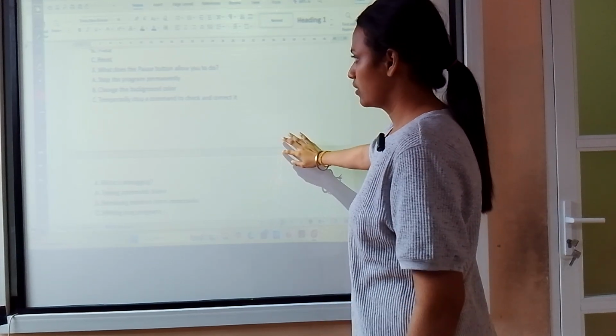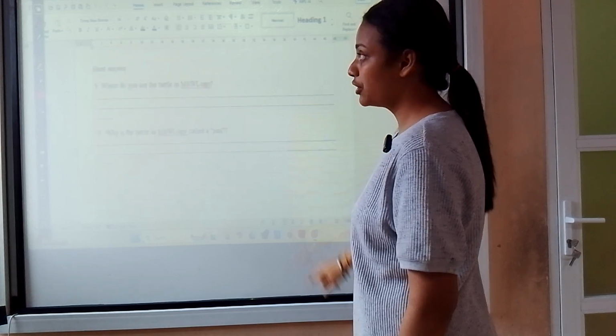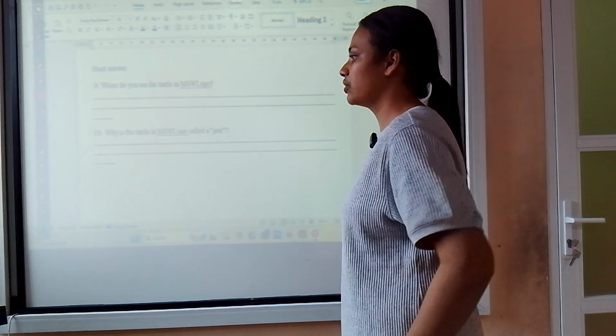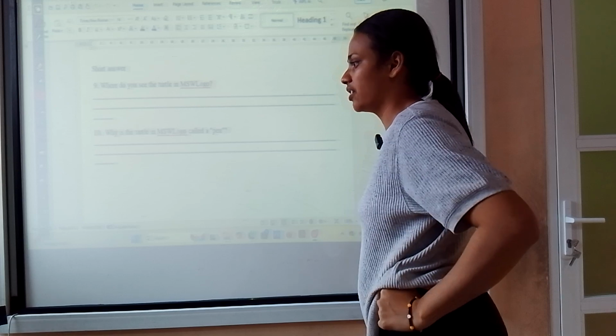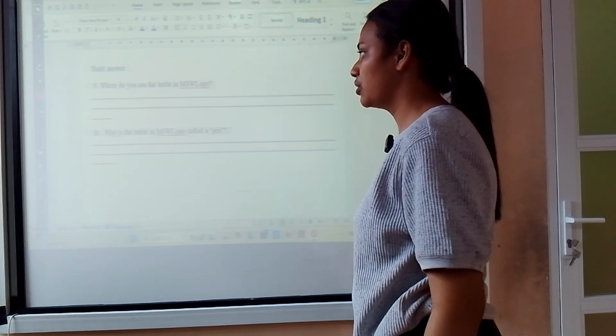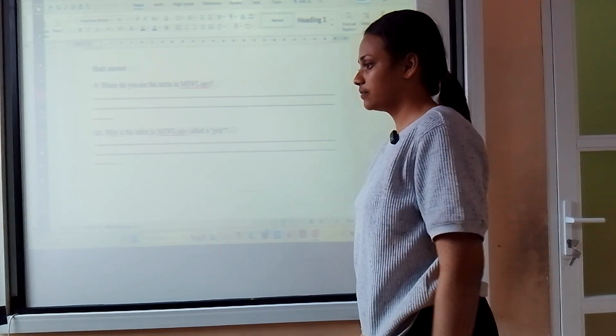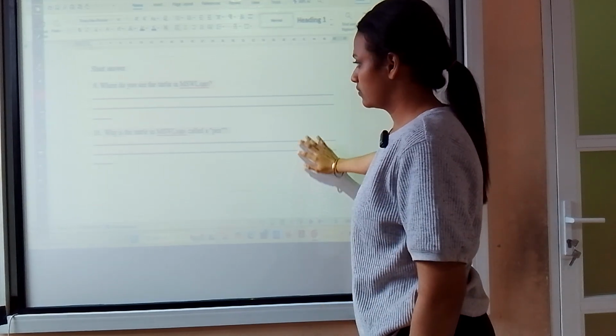Number 1, short answer. Where can you see a turtle in the MSW logo? In the middle of the drawing area. And then why is the turtle in the MSW logo called a pen? Because it can draw lines.